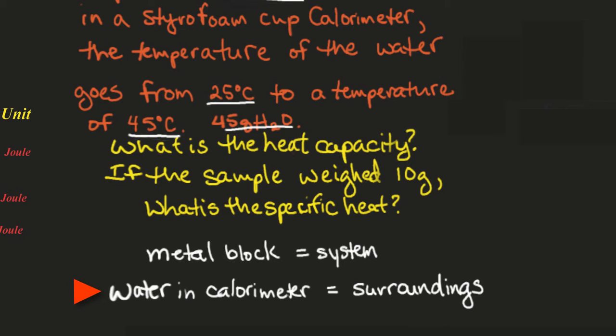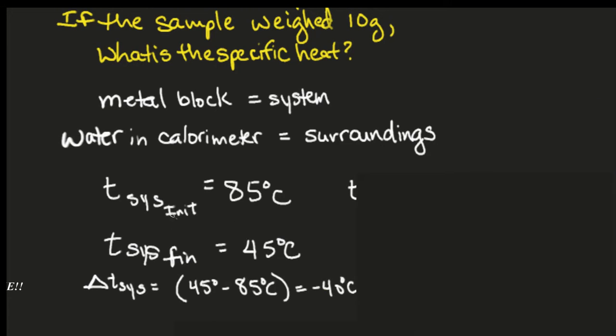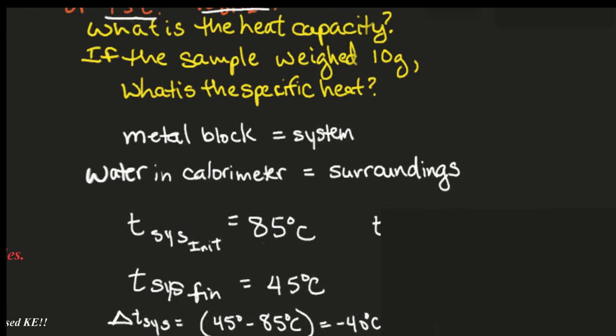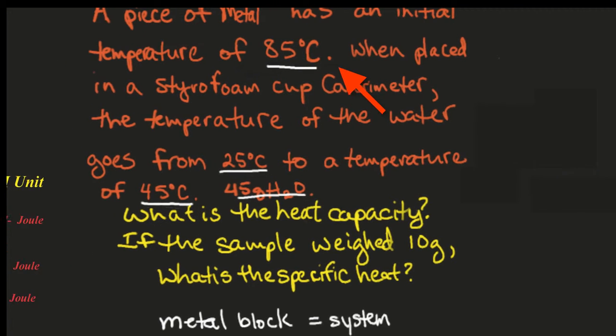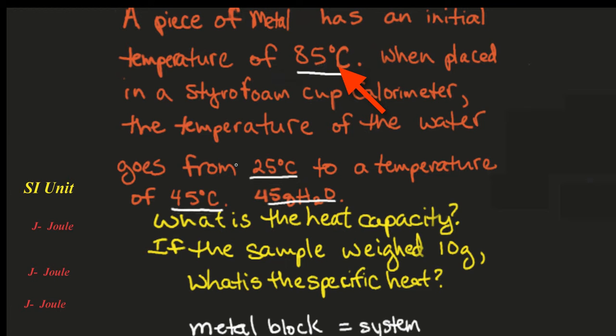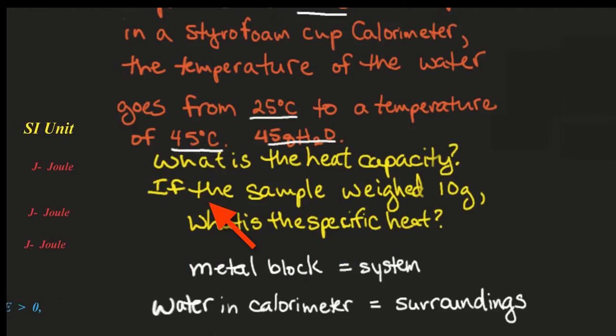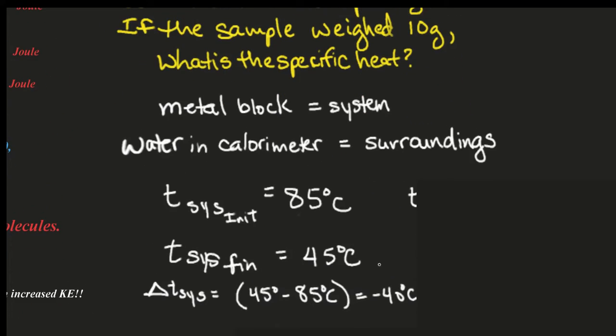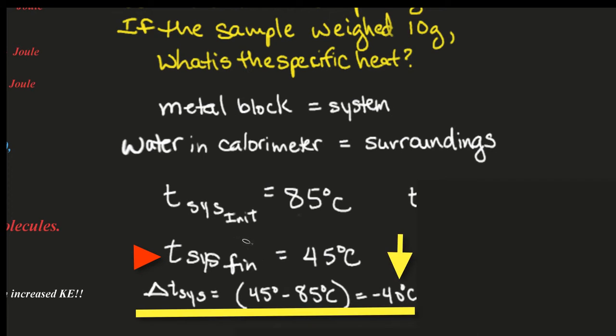Now, what we should do is write down the given information that's important. First, the system, which was the metal block, was at 85 degrees Celsius to start out with, and the water came to a final temperature of 45. That's given here and here. And you can calculate delta T. Delta T is always final minus initial. So if we do final minus initial, you get negative 40 degrees.